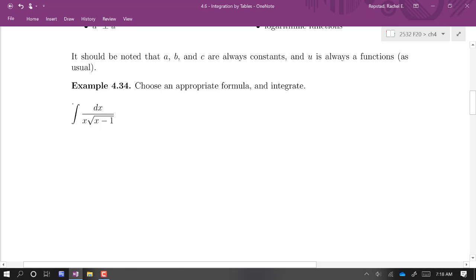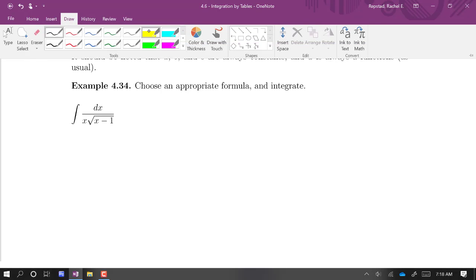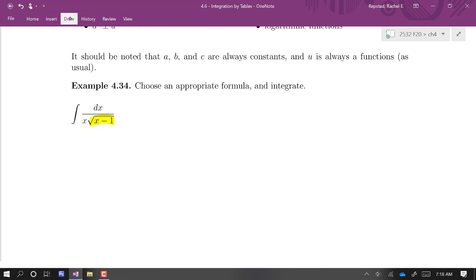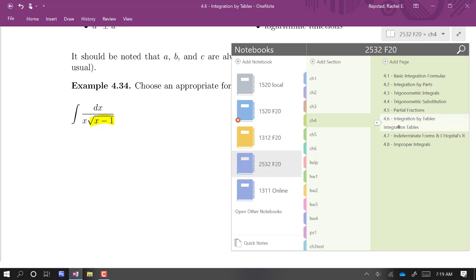So here we have this integral dx over x times the square root of x minus 1. Now, I think I'm going to look at integrals that involve the form square root of a plus bu. I'm just zeroing in on what appears there, that part of the integral. So I'm going to look at the part of the table that involves the form square root a plus bu, like a constant plus a constant times a function. So let's take a look.